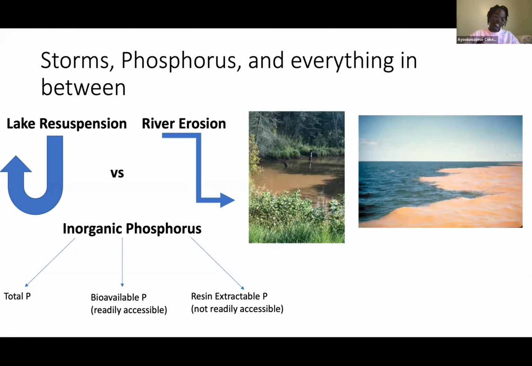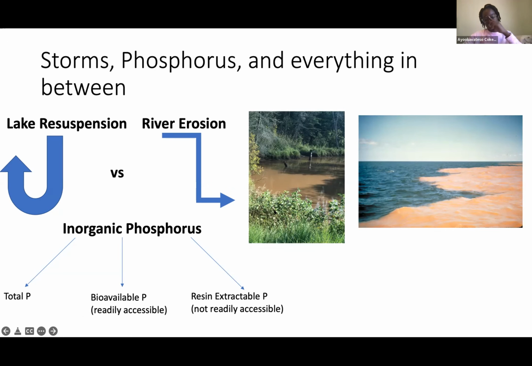So I'm looking at total phosphorus, the bioavailable phosphorus. You can think of this as readily accessible phosphorus, and then resin extractable phosphorus, which is not readily accessible. And with the resin extractable phosphorus, I incorporated a soils method technique that uses anion exchange resins, and it's pretty similar to the plant root uptake system, that mechanism that's in the environment.